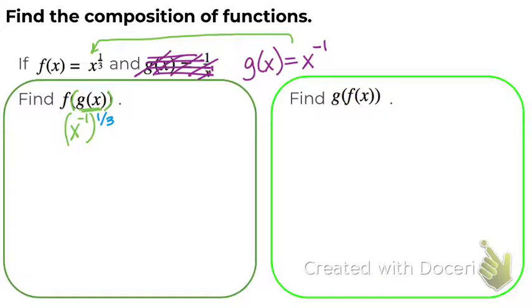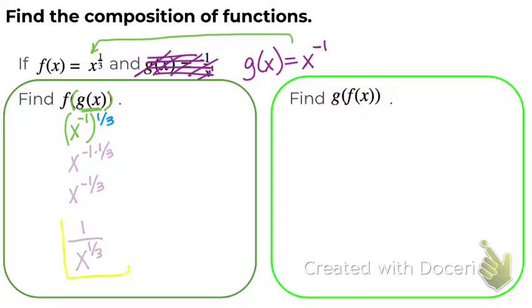And now I'm going to simplify. So when you have something raised to an exponent raised to a power, you multiply them together. So this is the same as x to the negative 1 times 1/3, which negative 1 times 1/3 is negative 1/3. And the last step, if you want to get rid of that negative exponent, you can bring that back down to the denominator. So this is the same as 1 over x to the positive 1/3.